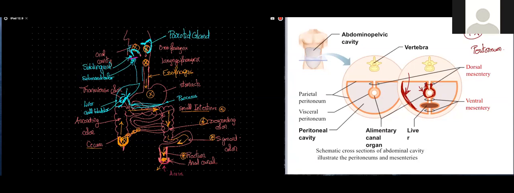So those organs are going to be attached to one another by parts of the peritoneum. We call those parts my mesenteries. So you've got a dorsal mesentery that will be connecting the organ to the posterior abdominal wall. And we've got the ventral mesenteries that will be connecting the organ to other organs and the organs to the anterior abdominal wall.